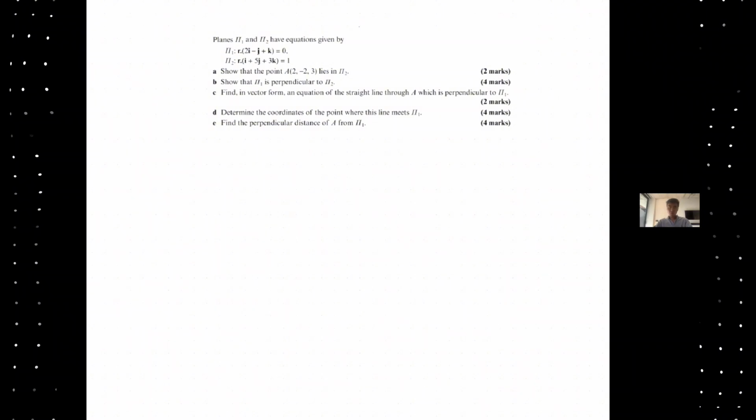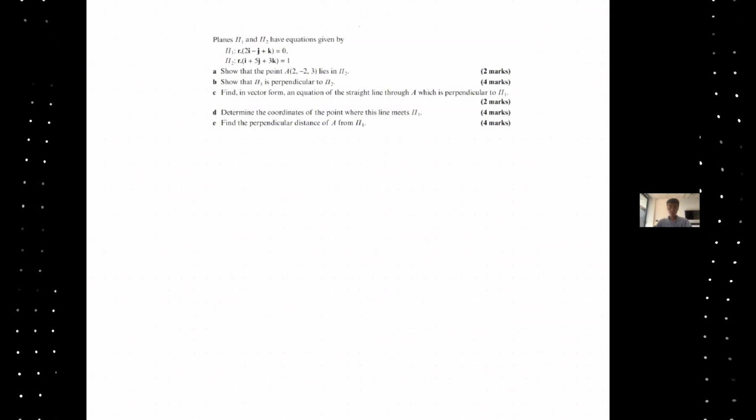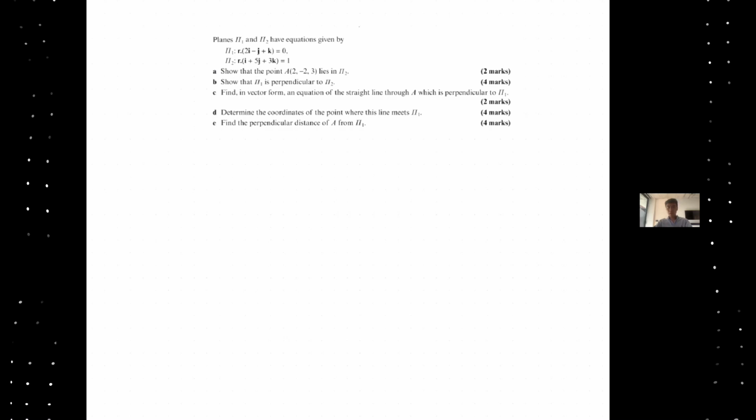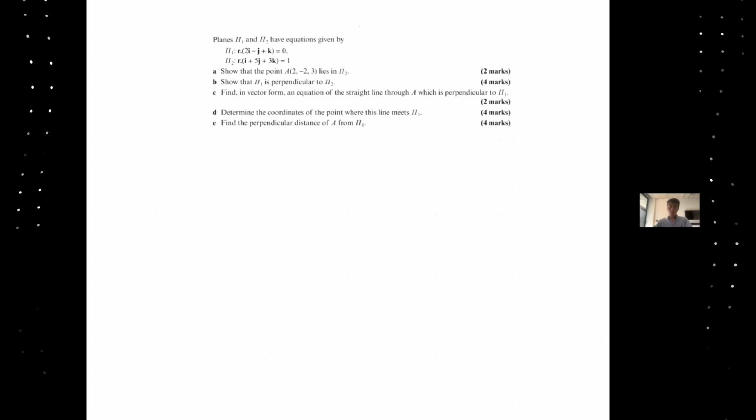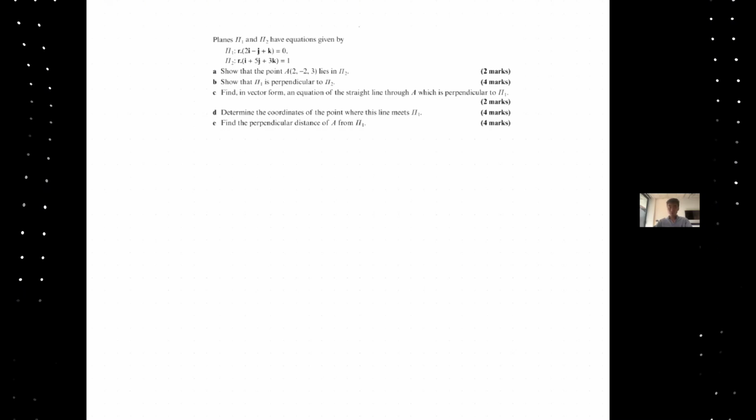Well, that's not too hard, right? What we need to do is substitute (2, -2, 3) into r and see if the right-hand side also equals 1. If it does, then it's consistent, and therefore point A lies on plane 2. So let's do that. I do the dot product of (2, -2, 3) with the coefficients of i, j and k, which is (1, 5, 3). So 2 times 1 is 2, minus 2 times 5 is minus 10, 3 times 3 is 9. Add these together, and indeed that equals 1. Therefore, we can say that point A lies on the second plane.